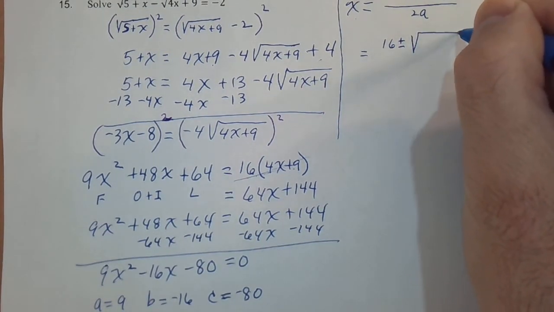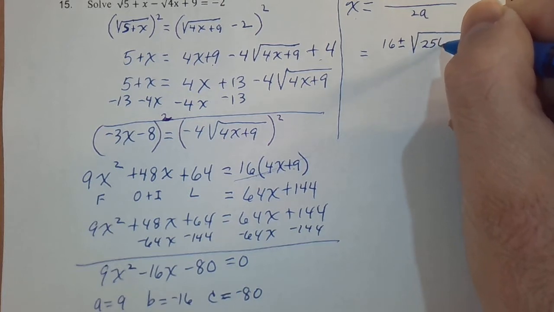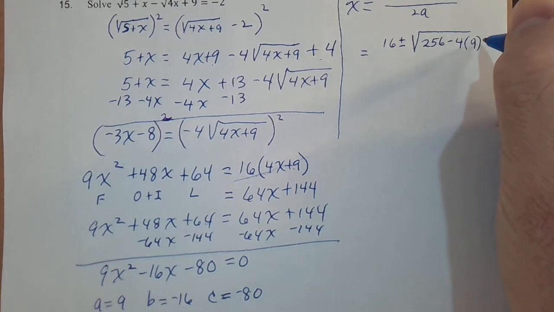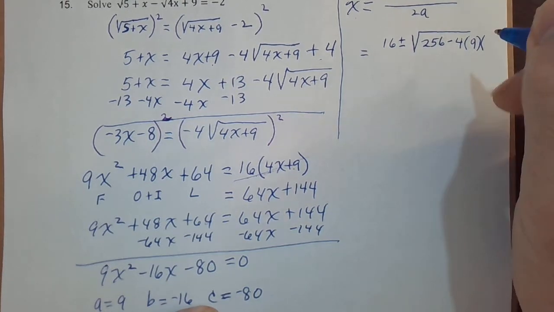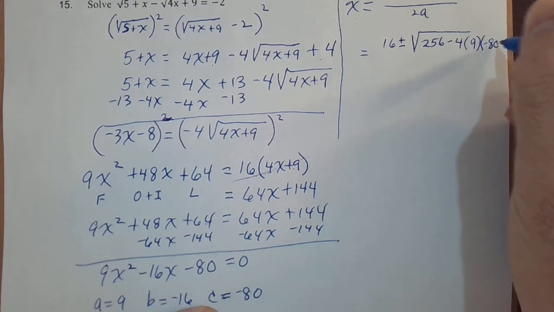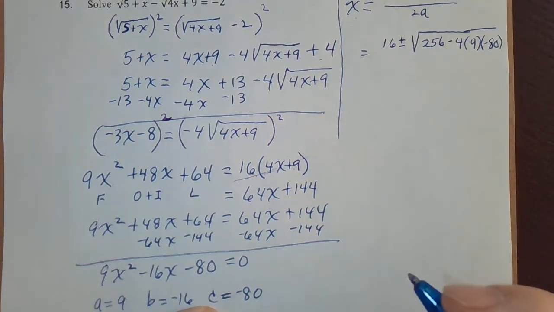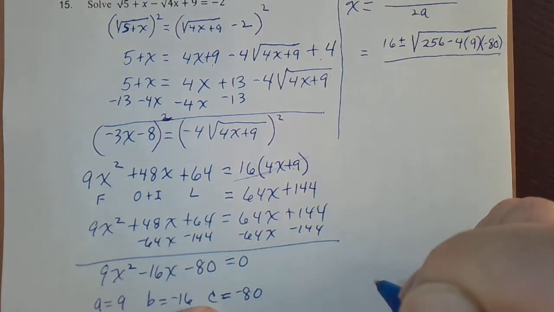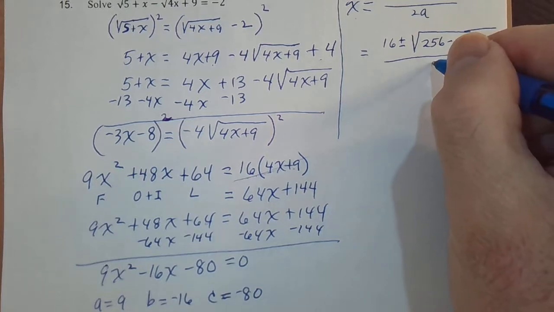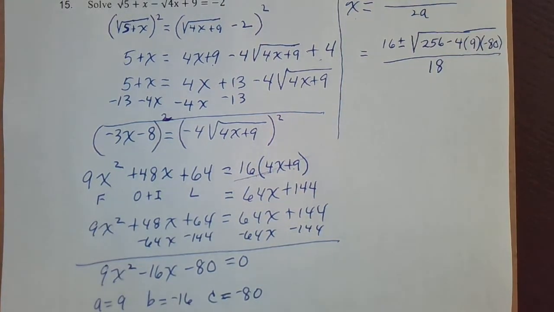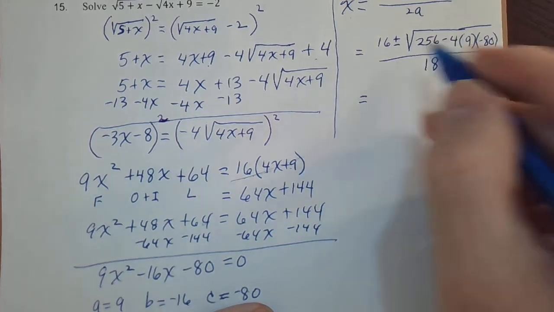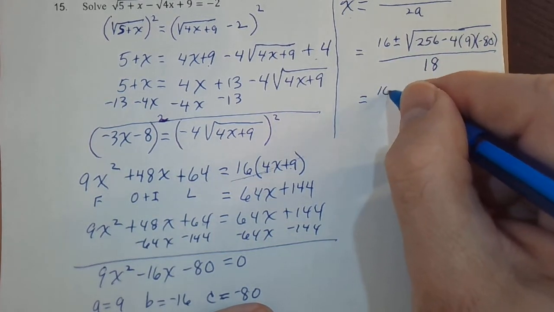So I've got to put the big radical. 256 minus 4 times a, which is 9, times c, oh boy, which is negative 80. Goodness. All over 2a, which is 2 times 9. Should be 18. All right. This is equal to, I'm going to break it into two fractions as I frequently do.